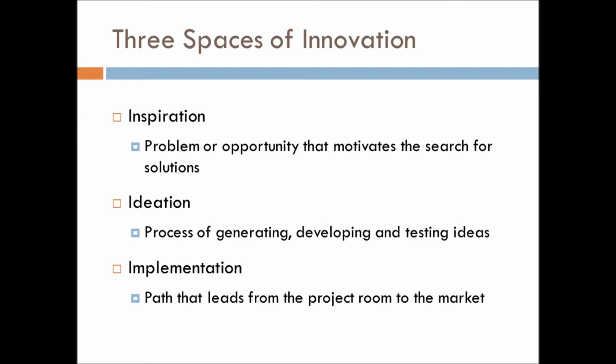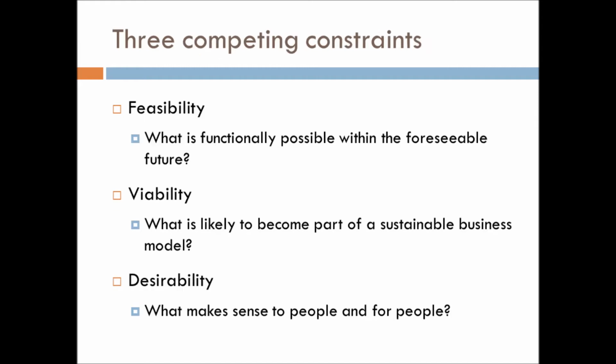This tool is very similar to the Vision, Strategy, Product Pyramid. The first space, inspiration, is basically the same as the vision from the Vision, Product, Strategy Pyramid. It is the problem or opportunity that the product you are designing is addressing. Ideation, akin to strategy, involves creating, testing, and validating your ideas. Implementation is the plan for your final product.